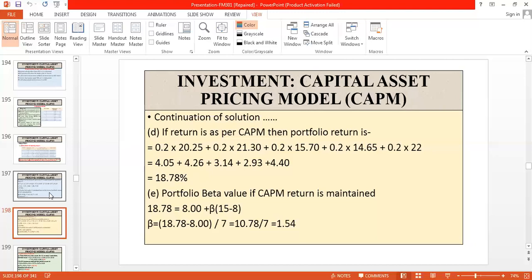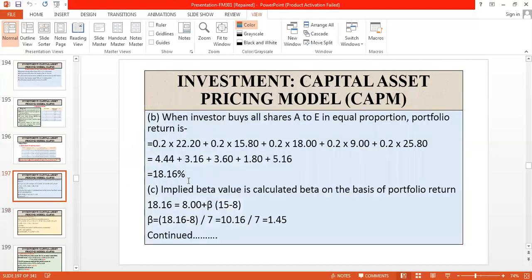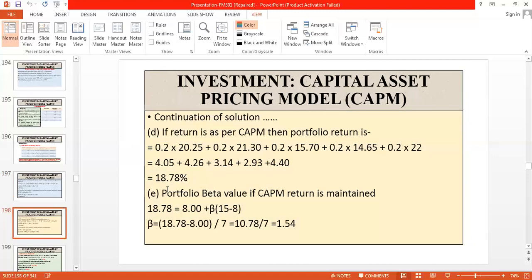So if you compare with the previous figure, you are seeing that the SML combination is providing a better return. Why? Because some of the securities included here are not performing as per their expectation. They have significantly reduced the portfolio return. As a result, the security market line return is higher than the portfolio return.